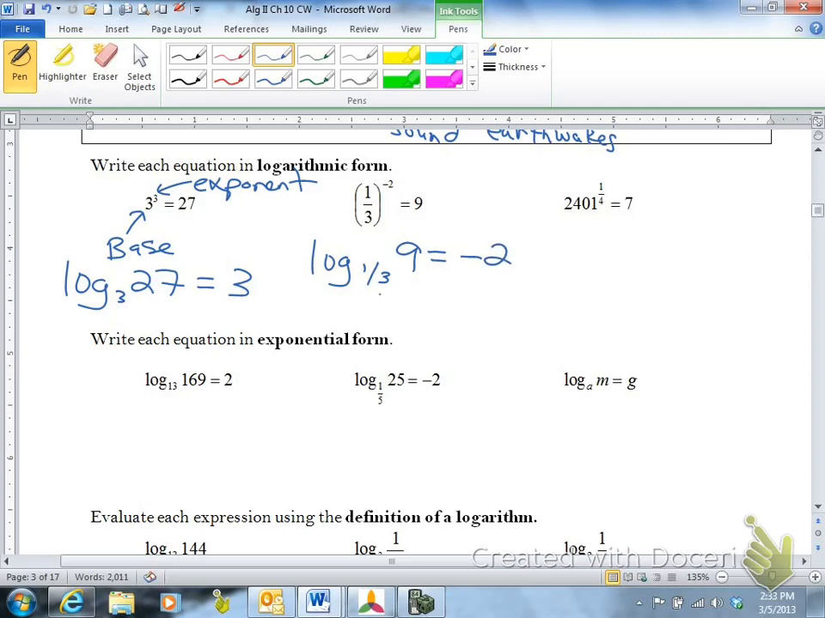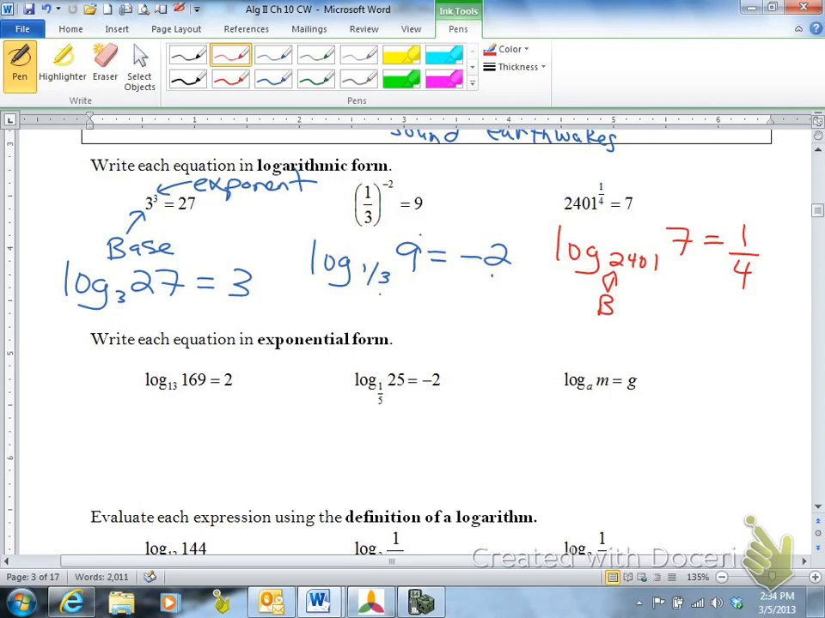Log base 1/3 of 9 equals -2. So pause this video and see if you can answer the next one. The next one we would say log base 2401 of 7 equals 1/4. So you'd say log, and this is your base, log base 2401 of 7 equals 1/4.